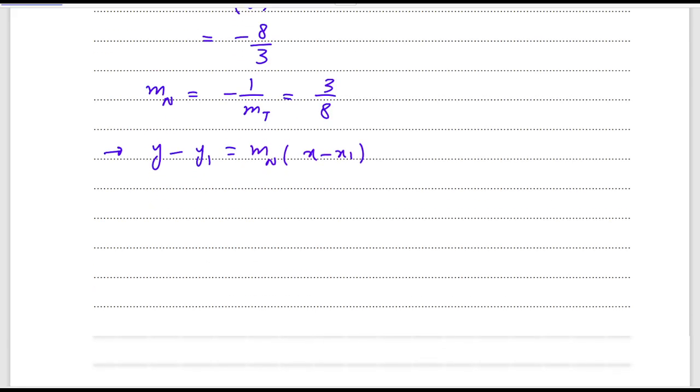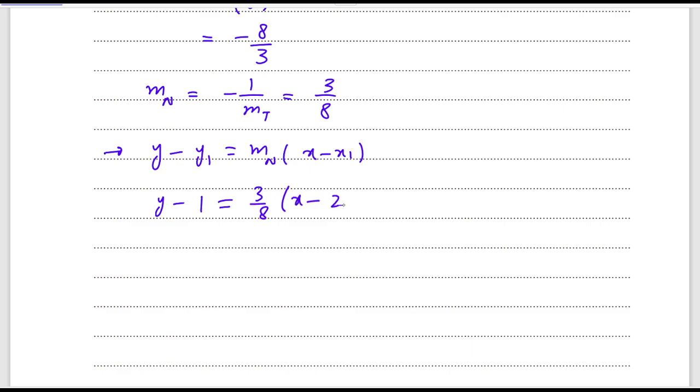Now the equation of the normal line will be y minus y1 equals m normal into x minus x1. Using the values, y minus y1 is 1, the gradient of the normal is 3 over 8, x minus x1 is 2. Now the question asks to give the answer in the form ax plus by plus c equals 0. So simplify this expression. Multiply by 8 on the left, it's 8 times y minus 1 equals 3 times x minus 2. Bracket expansion, 8y minus 8 equals 3x minus 6.